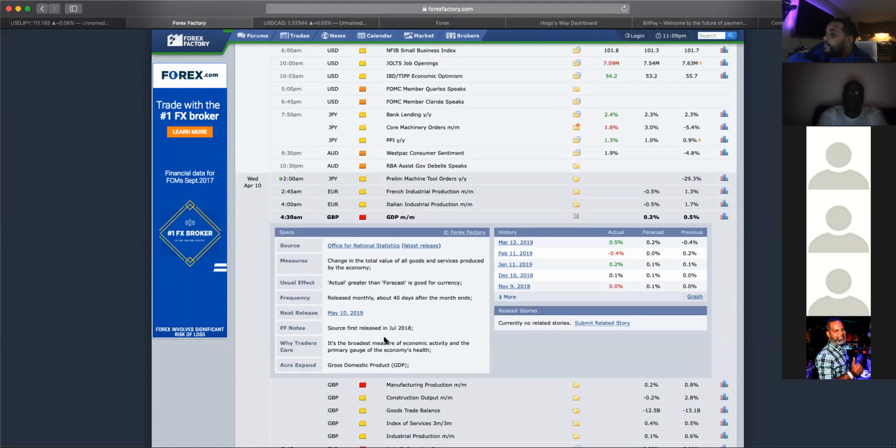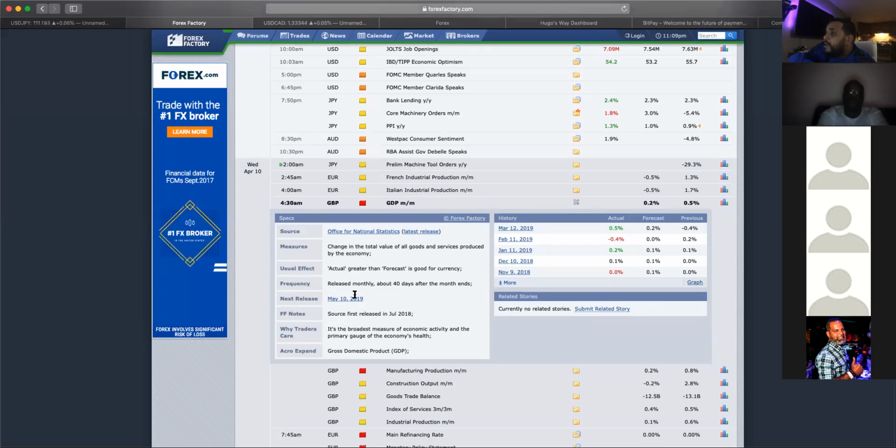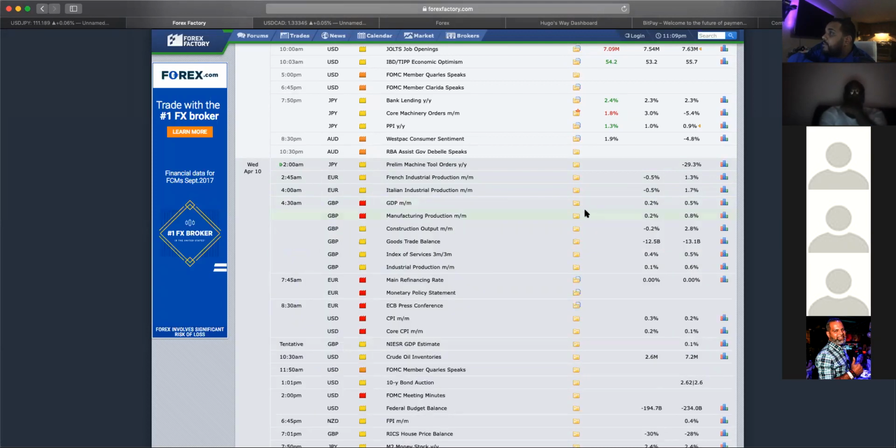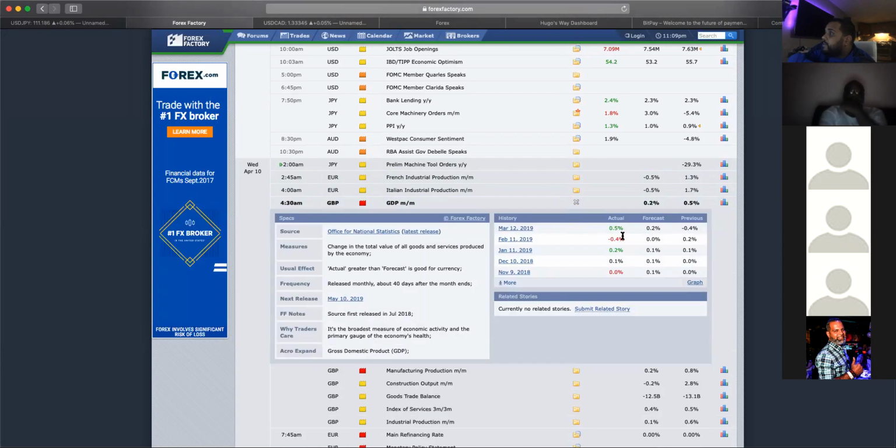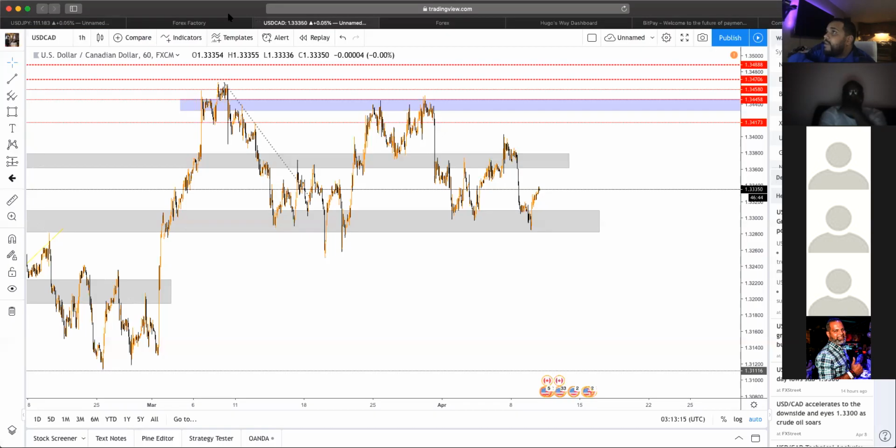If you read on it, the GDP tomorrow measures the change in total value of all goods and services produced by the economy. Greater than forecasted is good for the currency, meaning if it comes out greater, we'll see an upwards movement. If it comes out lower, we can see a potential downward movement. My advice to you, Jose, for learning how to read news: right here, it gives you what the forecasted was the previous month and what happened when that report came out. Well, on March 12th, look at what happened here.